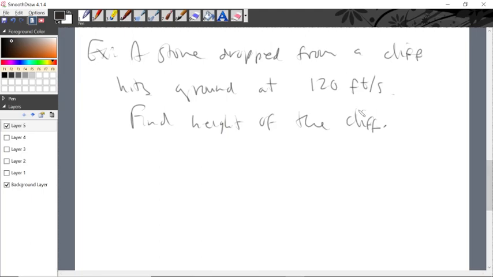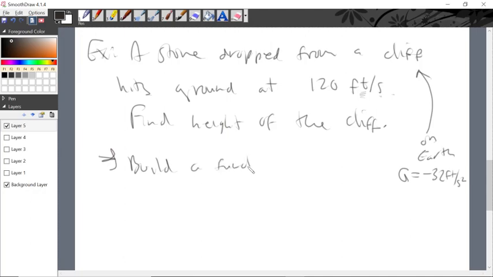We're under the assumption here that this cliff is on Earth, okay? So, under the assumption that we're on Earth, then the acceleration due to gravity, which is directed downwards, in units that involve feet and seconds, would be negative 32 feet per second squared. All right? Find the height of the cliff, right? We want to build a height function to investigate h of t.